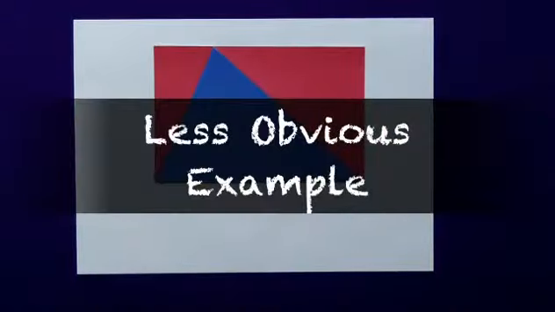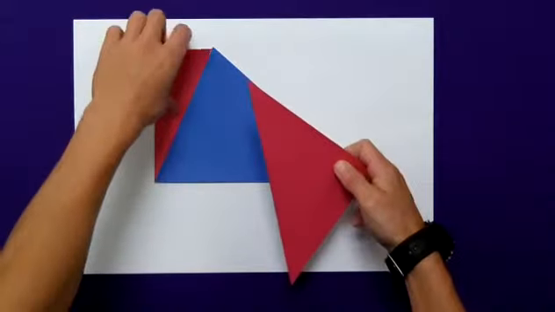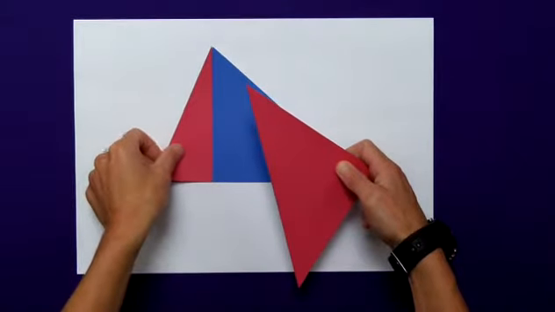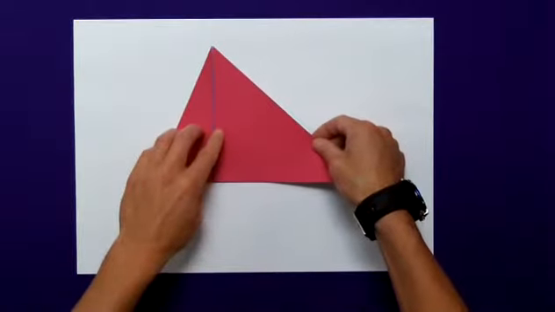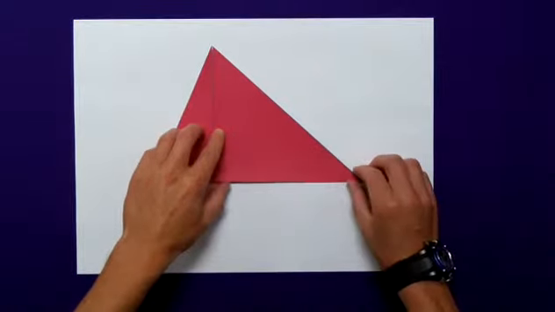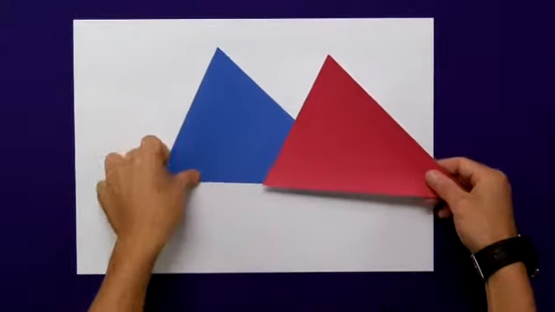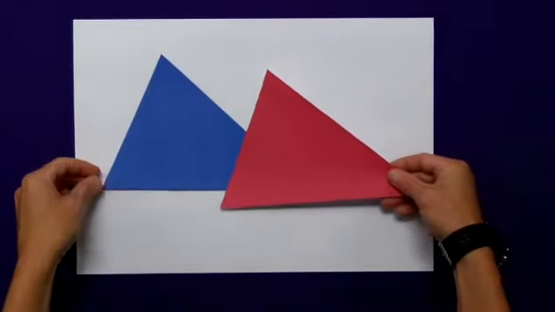This example is even less obvious, but I can take the two red pieces and actually form a triangle which matches the blue. Therefore, each of these will take up half of that original rectangle. So, each of these triangles match, therefore taking up half the area of the original rectangle.